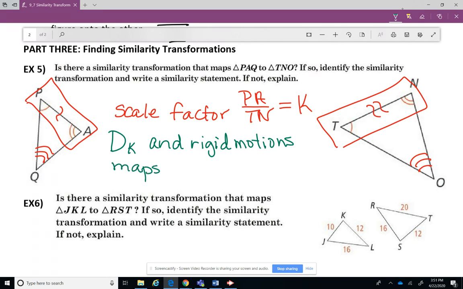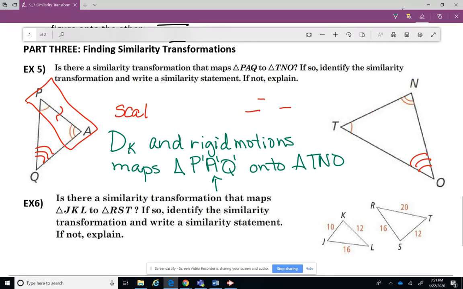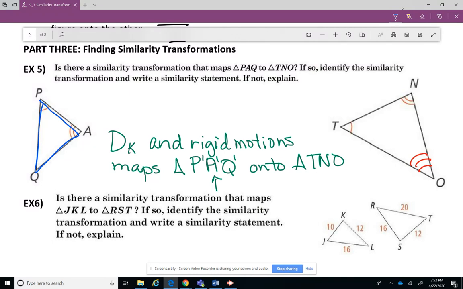maps triangle P prime, A prime, Q prime onto triangle TNO. Now, why did I put P prime, A prime, Q prime? I'm going to erase a whole bunch of material just to get you to focus on the triangles for a minute. If you took this triangle right here and moved it closer to that one, say I put it right here, it just became P prime, A prime, Q prime.